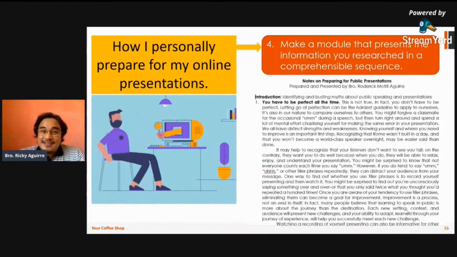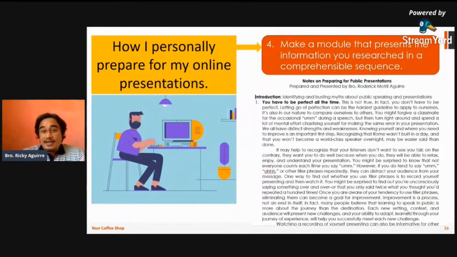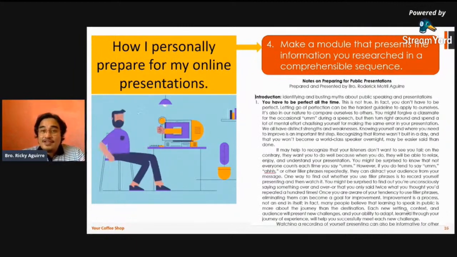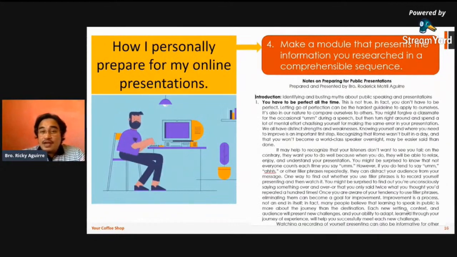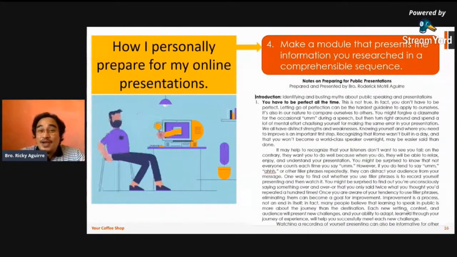So it looks like this. If you will observe, it is wordy, okay? It has all of the information that I need to understand to present it. But if you observe, I only presented the first statement: You have to be perfect all the time, the myth busting.